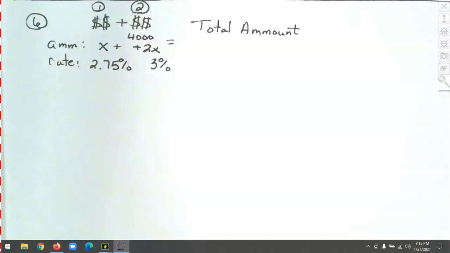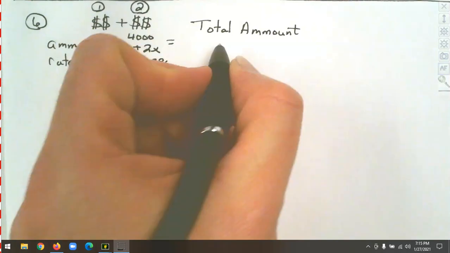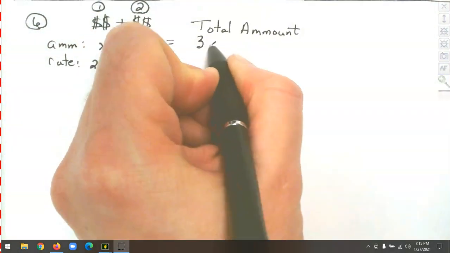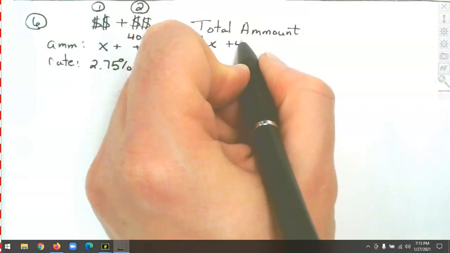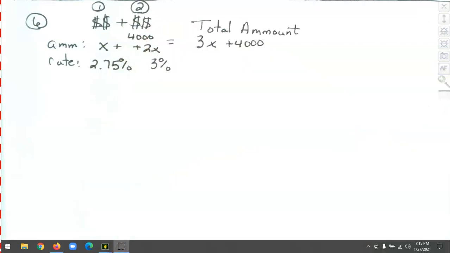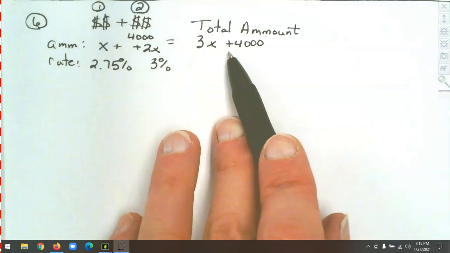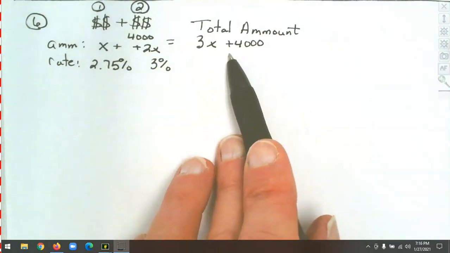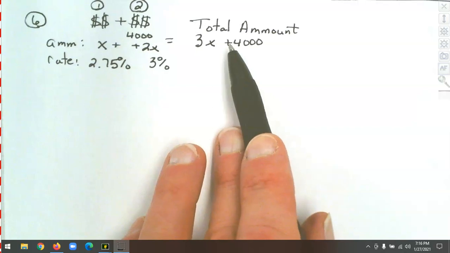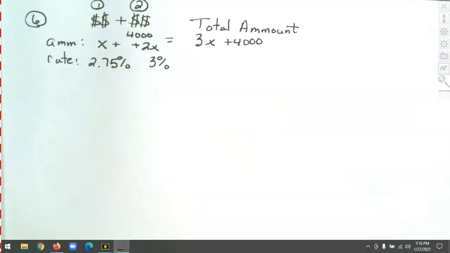So we want to diversify our investments here. Adding across, how much total money do we have? We have 3x plus 4,000. So just add those across. The only reason I put this here is so you don't put that $1,257 here, because it doesn't go here. This is the amount. Interest is what's next.